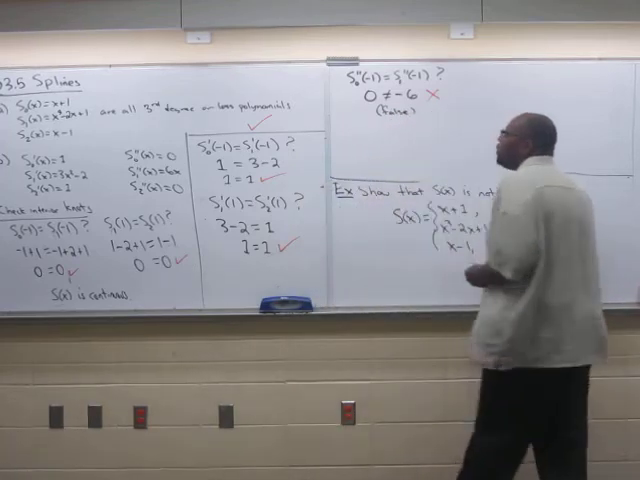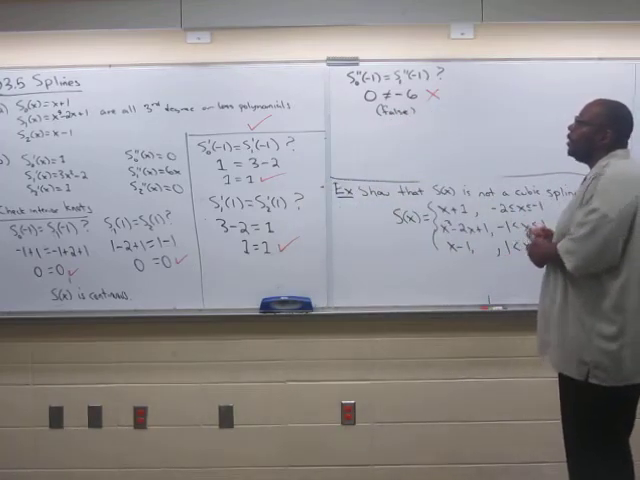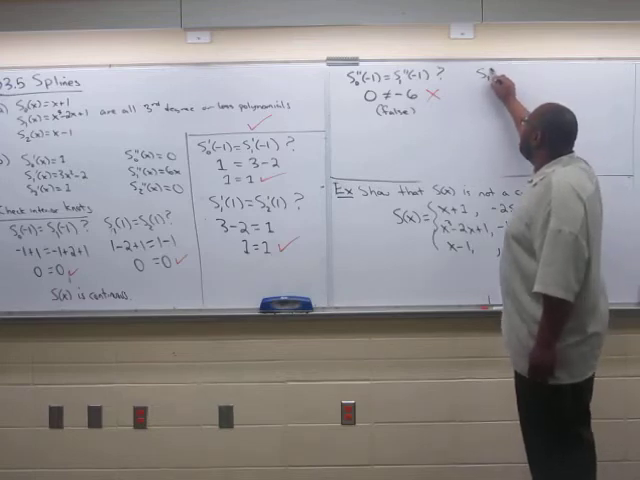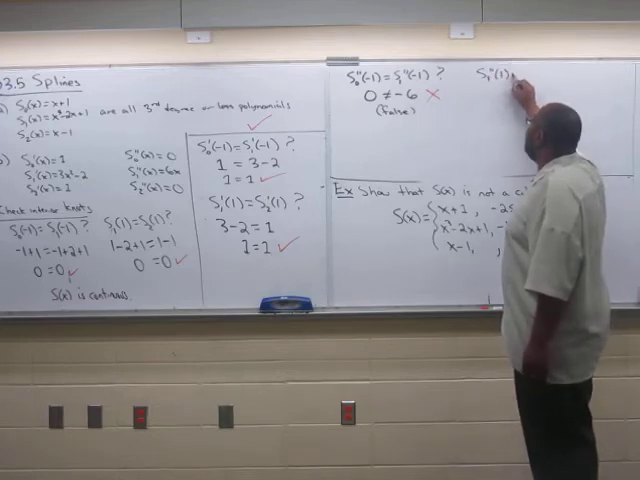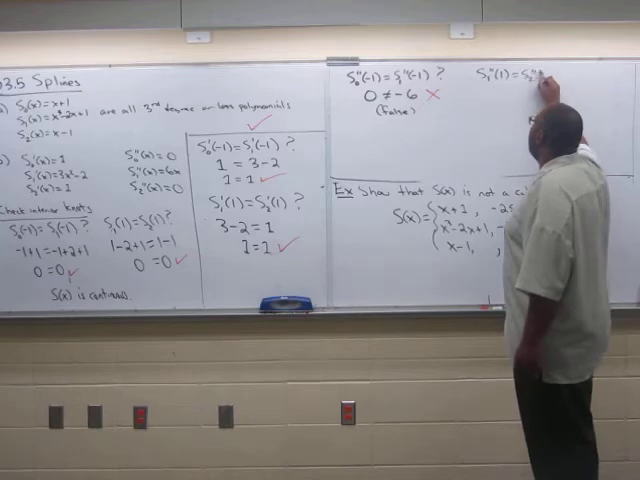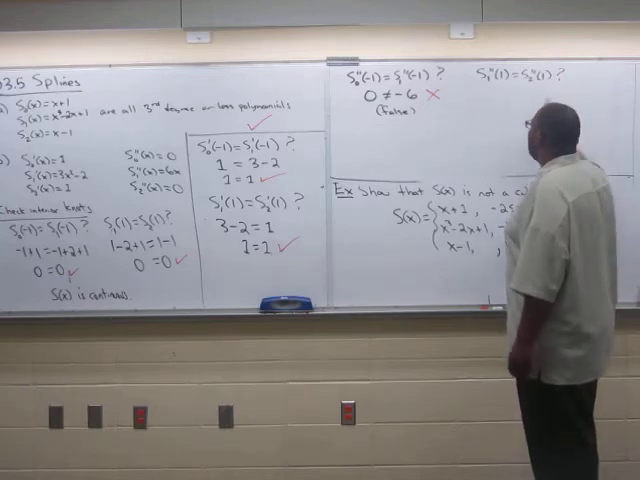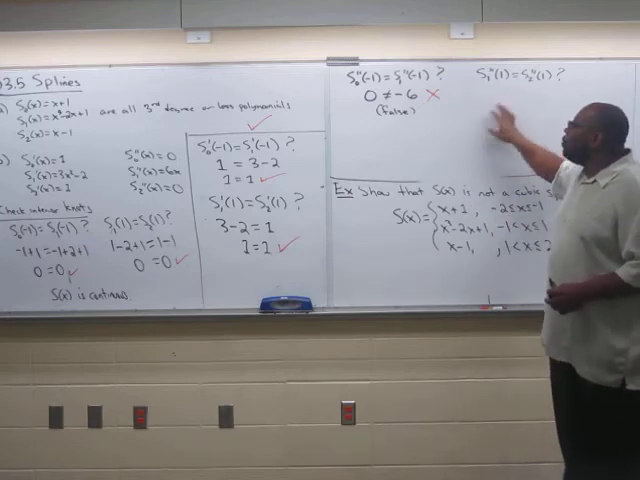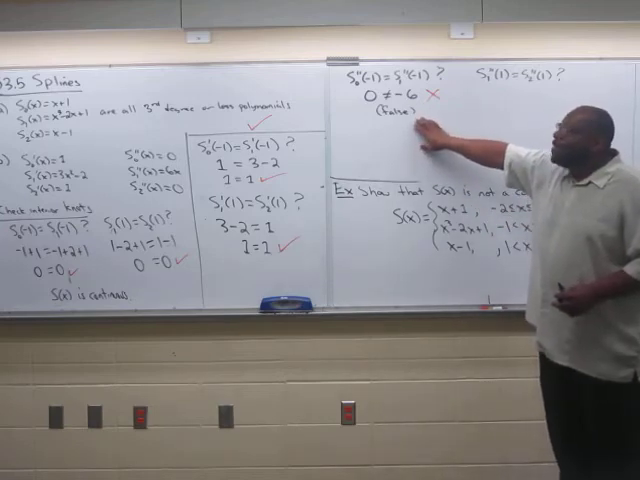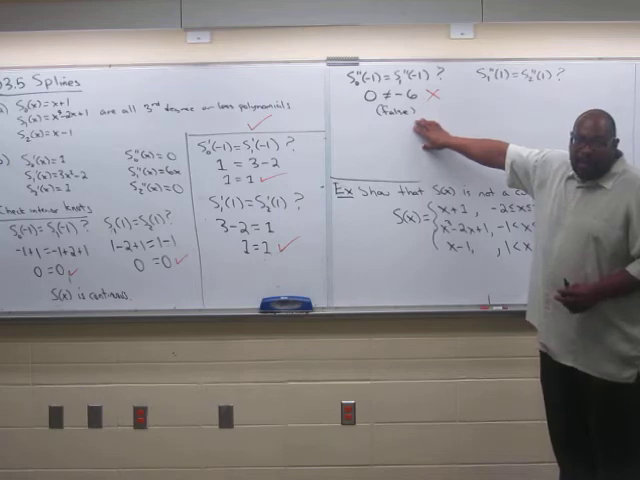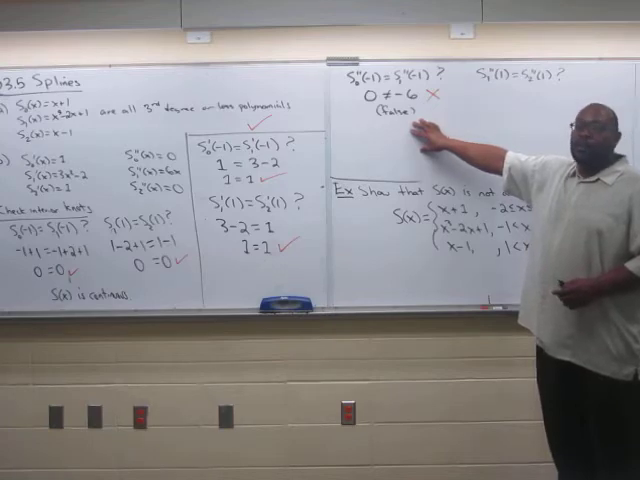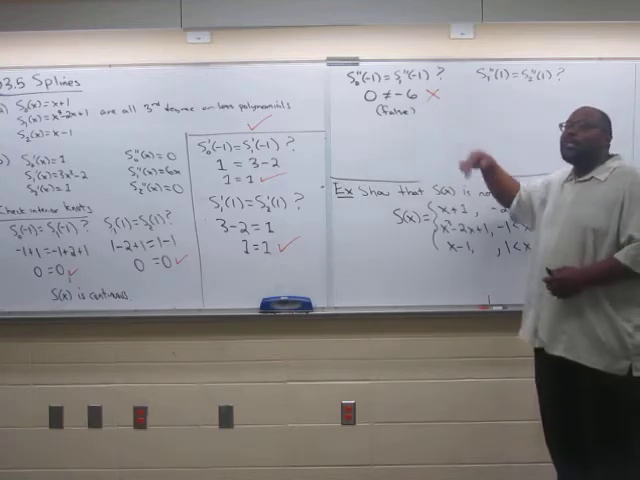But let's check the other one too, see if that one fails as well. Maybe that one's good. So does s sub 1 double prime at 1 equal s sub 2 double prime at 1? Now, let me just say this before I do this one. If I find that one of these conditions fails, then this is not going to be a cubic spline. But I just want to see how many of these conditions actually fail.